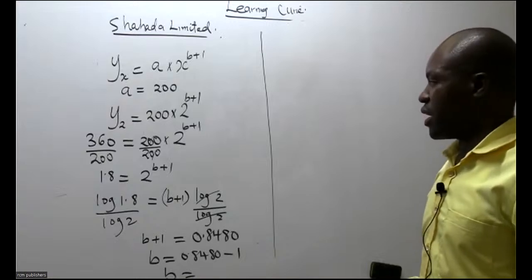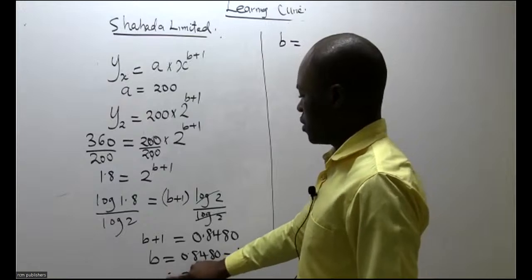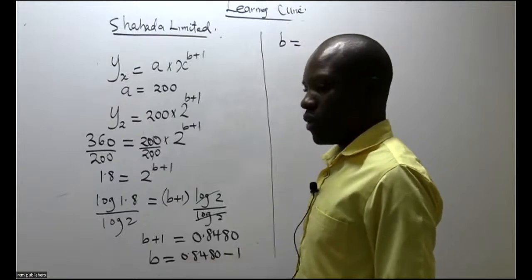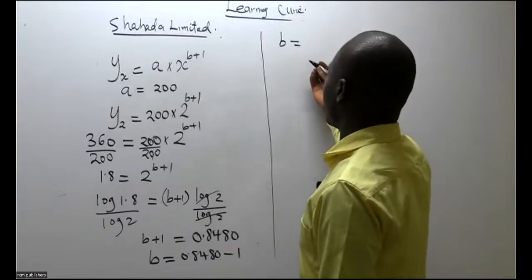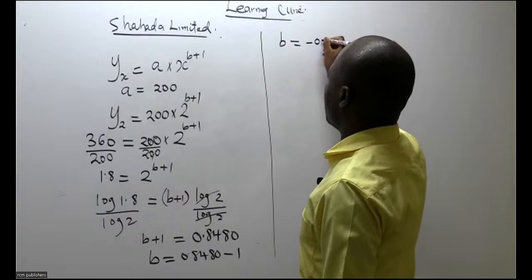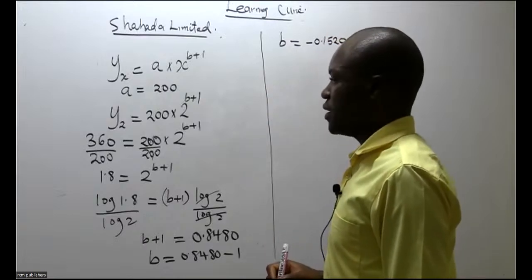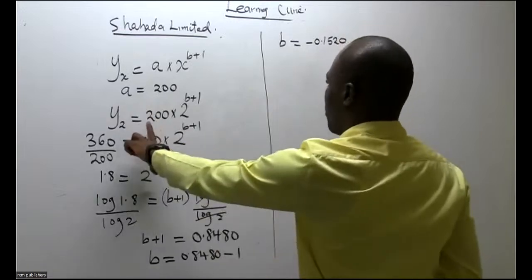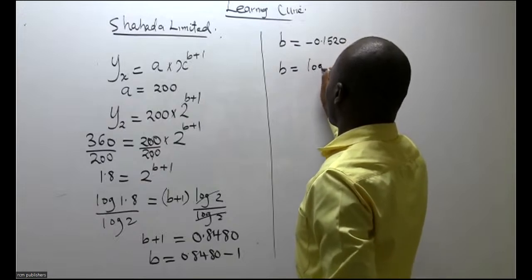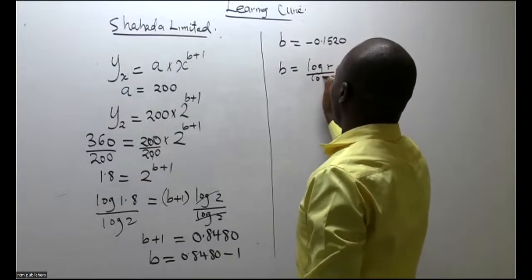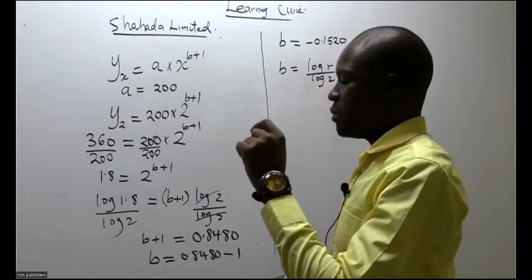So what is the value of B? The value of B is negative 0.1520. That is what we are getting, is it? Now come to our formula, which we said, how do we get B? B is equal to log R over log 2. Is it? Log R divided by log 2.